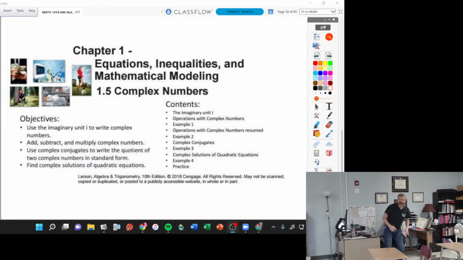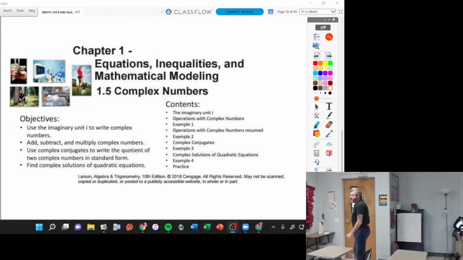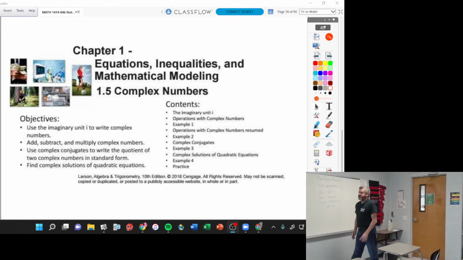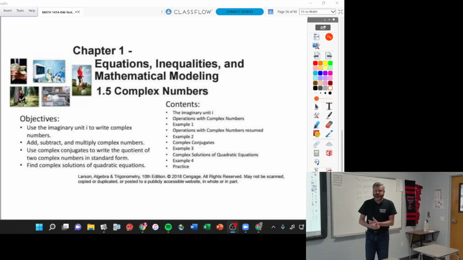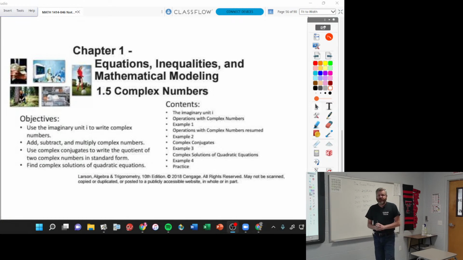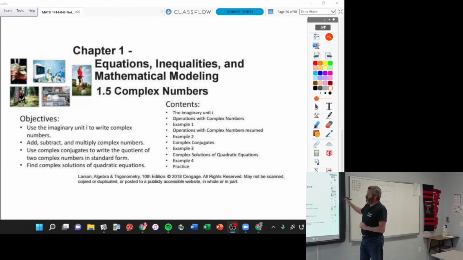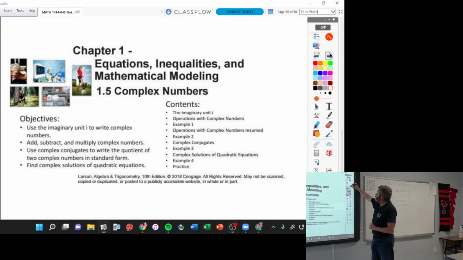Okay, today we're going to talk about 1-5 complex numbers. We're going to use the imaginary unit i to write complex numbers. We will add, subtract, and multiply complex numbers. We'll also use the complex conjugate to find the quotient and write those answers in standard form. And we're going to find the complex solutions of quadratic equations.